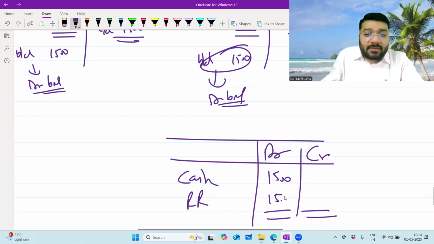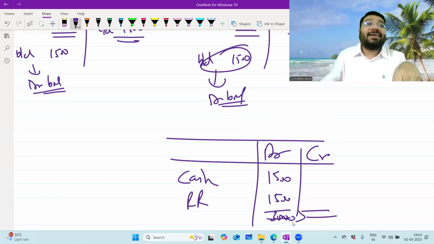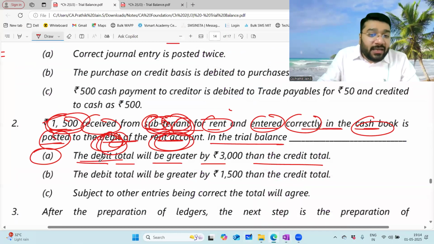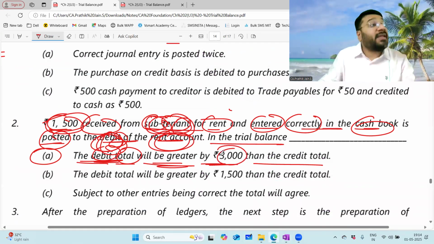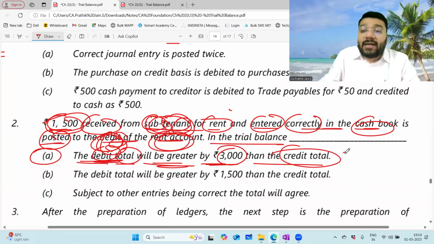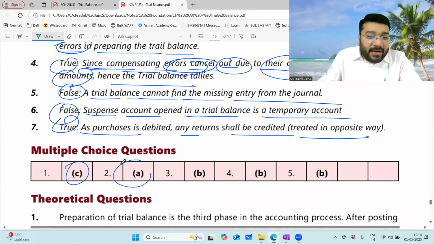How much is it? 3,000. So can I say the total of the debit is greater by 3,000 than credit? The debit total will be greater by 3,000. The total of the debit side is 3,000, which is greater than the credit side total because the credit side is 0 for now. Which is the right answer? 2A is the right answer.